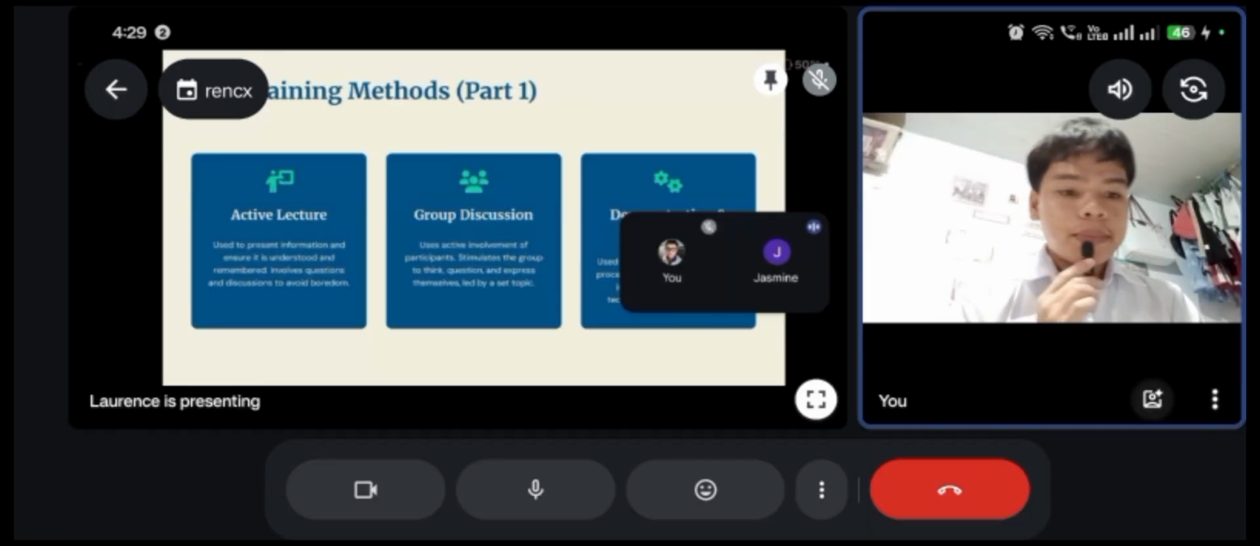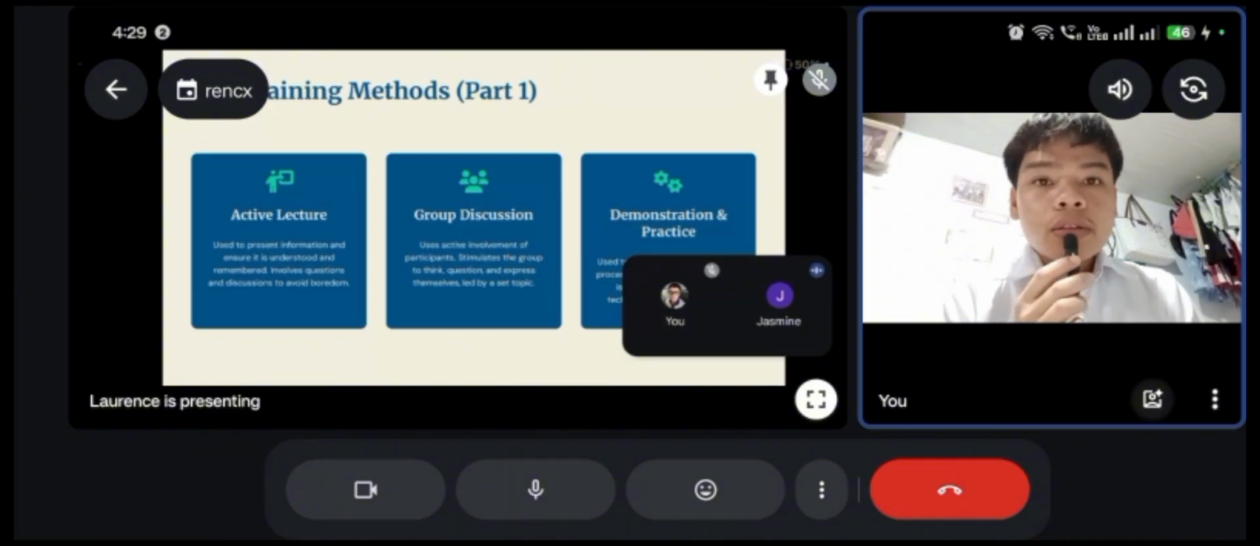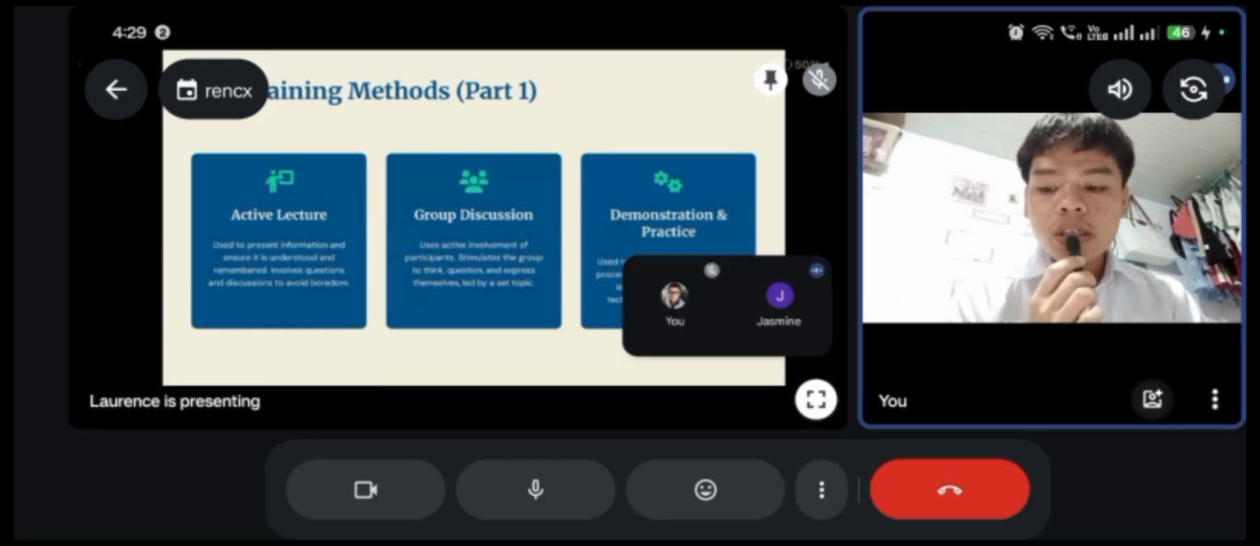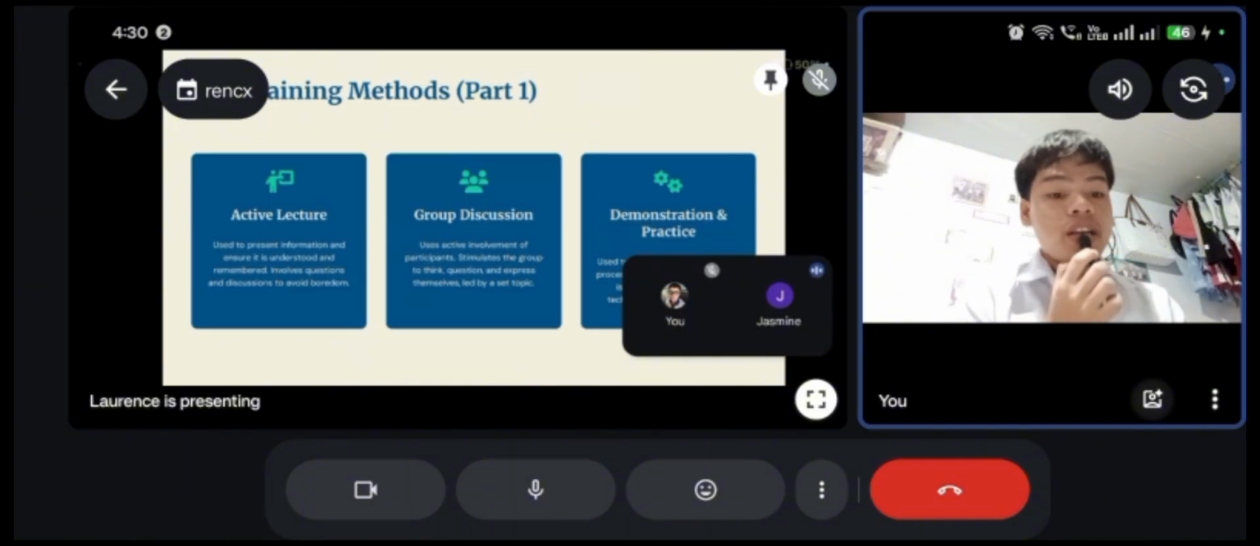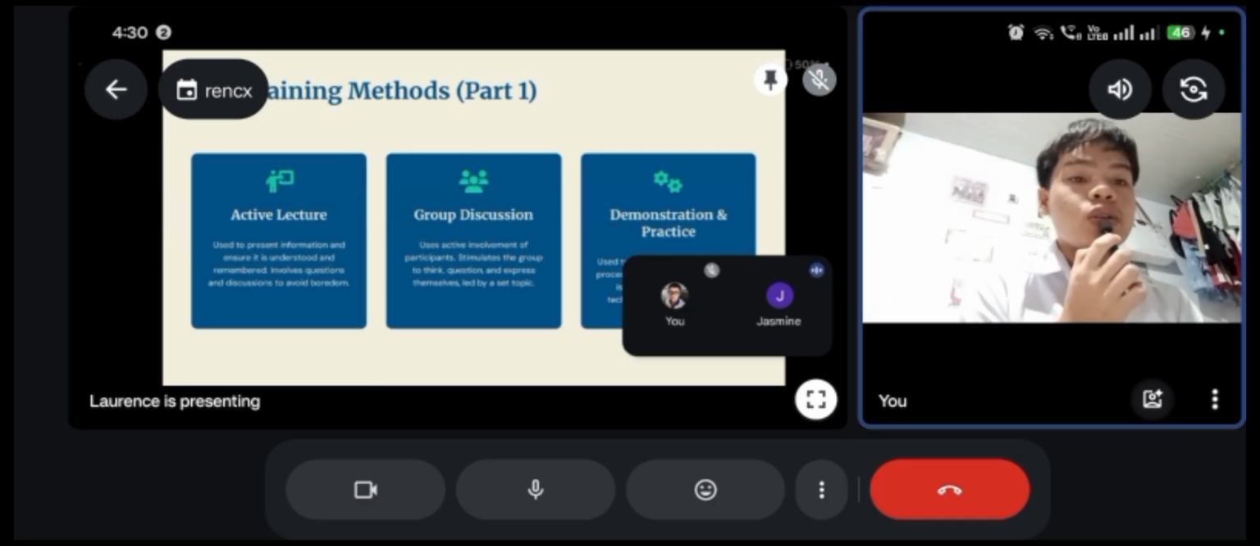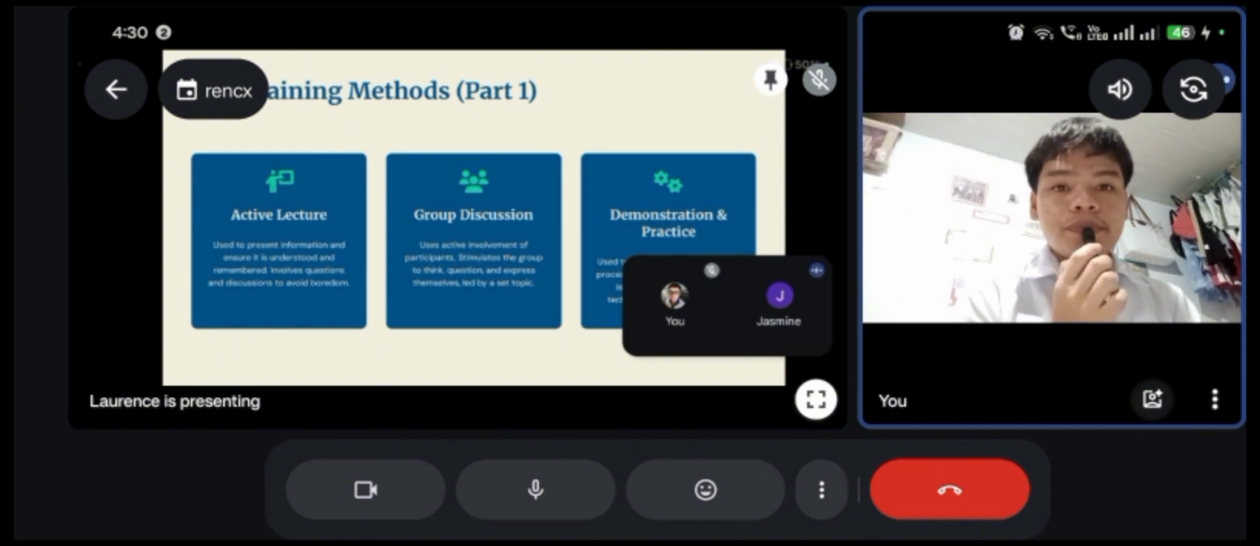Key training methods, Part 1. Active lecture is used to present information and ensure it is understood and remembered. It involves questions and discussion to avoid boredom. So it means the trainer talks and explains the topic, but also asks questions so learners stay interested and understand better. Group discussion uses active involvement of participants, stimulates the group to think, question, and express themselves, led by a set topic. Therefore, learners talk, share ideas, and ask questions with each other about a topic.